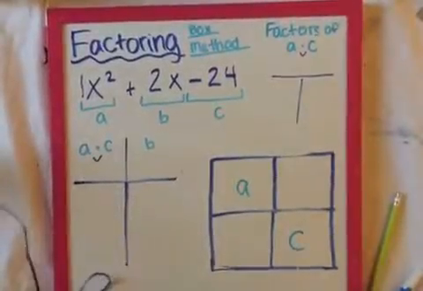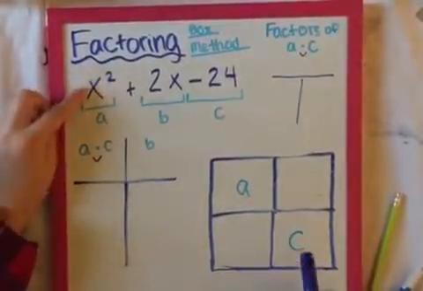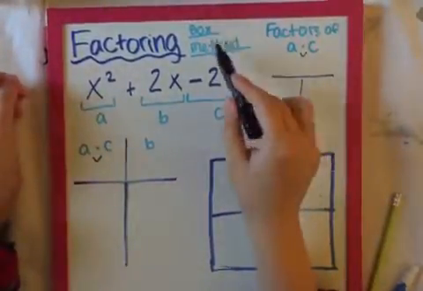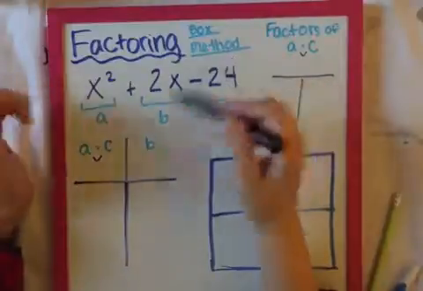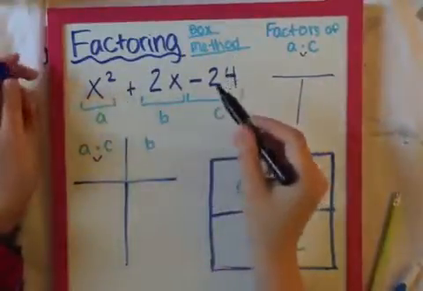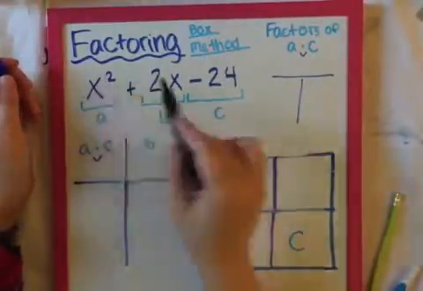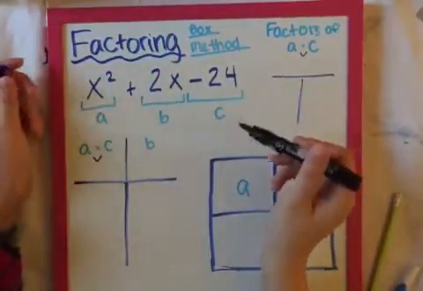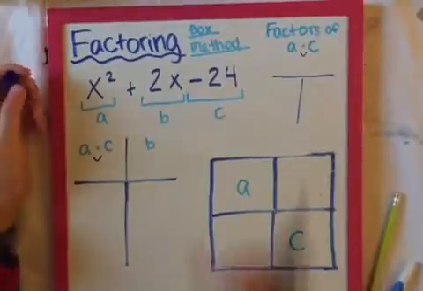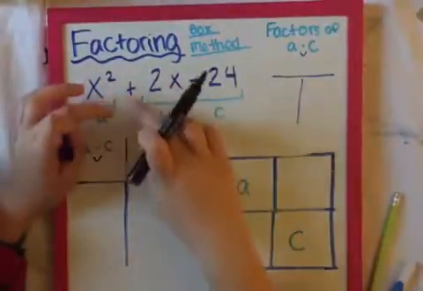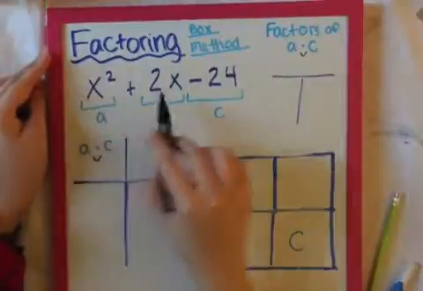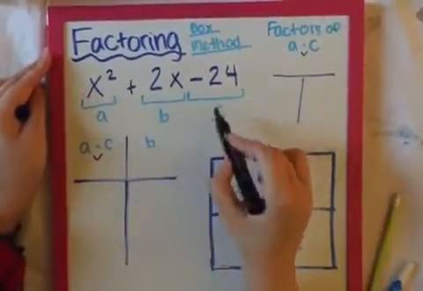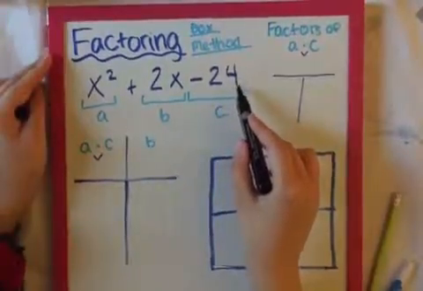All right, so today I'm going to be giving an explanation on how to factor using the box method. So just for an example equation, we are going to have x squared plus 2x minus 24. And in order to do the box method, first you're going to split these up and label them A for x squared, B for 2x, and C for negative 24.